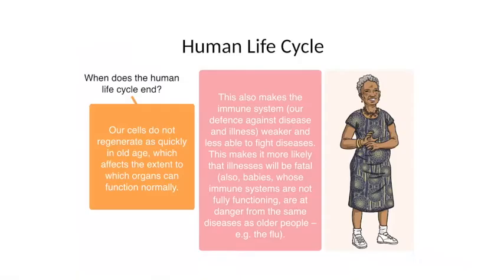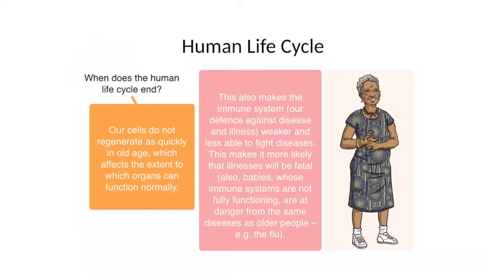Pause these. One of the questions that often comes up during these lessons is, when does the human life cycle end? Now, of course, that's different for everybody. Some people's lives are longer than others. Some people's lives are shorter than others. But speaking scientifically, we could say that our cells do not regenerate as quickly in old age, which affects the extent to which organs can function normally.